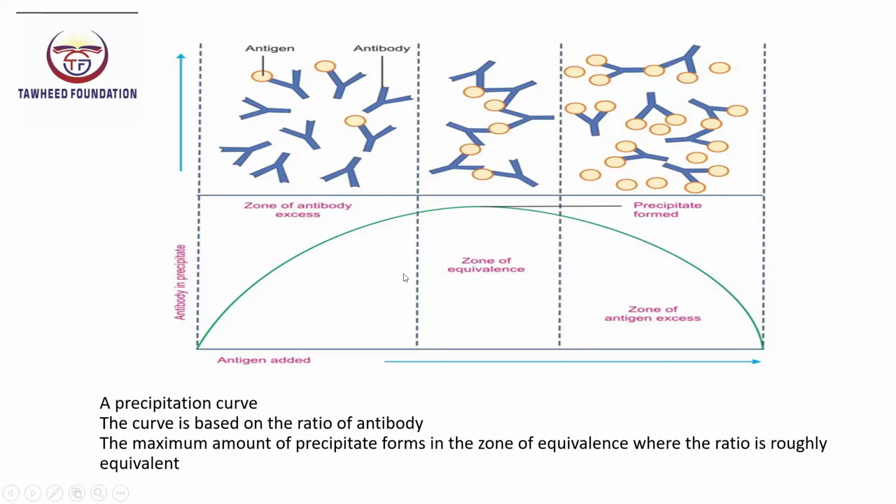So the maximum amount of precipitate is formed at the zone of equivalence, where antigen and antibody concentrations are roughly equal. Too much of either antigen or antibody prevents proper lattice formation and reduces precipitation. These principles form the basis of all quantitative precipitation tests in immunology.